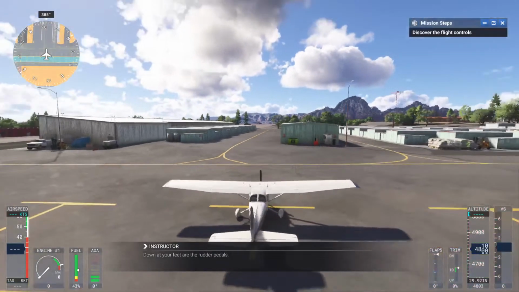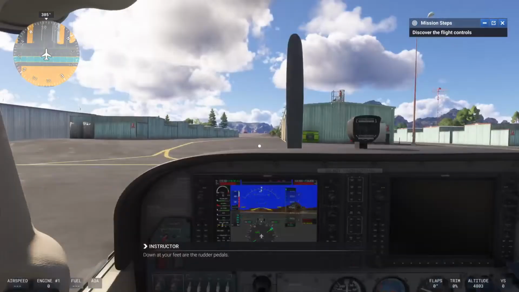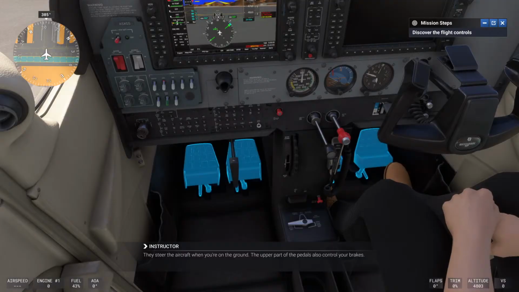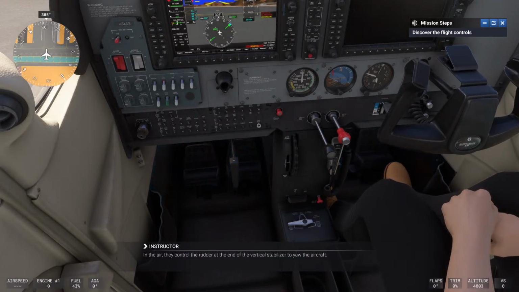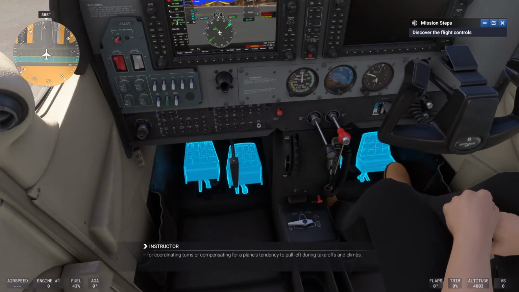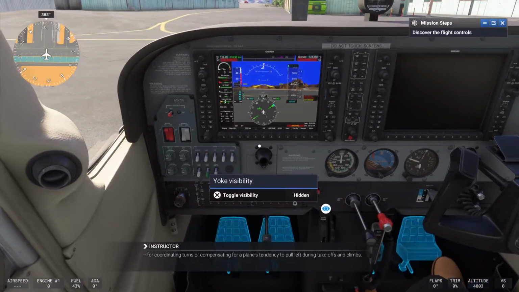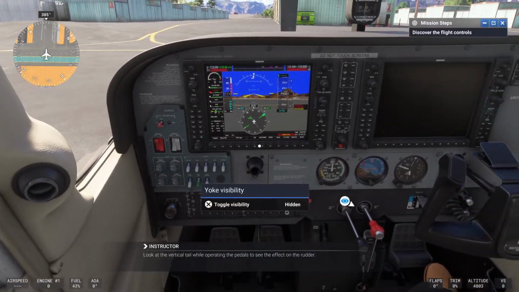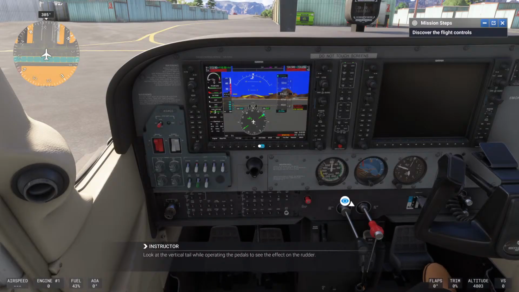Down at your feet are the rudder pedals. They steer the aircraft when you're on the ground. The upper part of the pedals also control your brakes. In the air, they control the rudder at the end of the vertical stabilizer to yaw the aircraft. This is mostly for small corrections, for coordinating turns or compensating for a plane's tendency to pull left during takeoffs and climbs. Look at the vertical tail while operating the pedals to see the effect on the rudder.